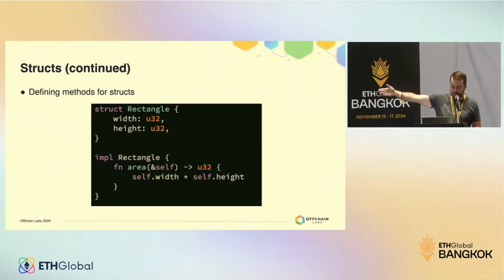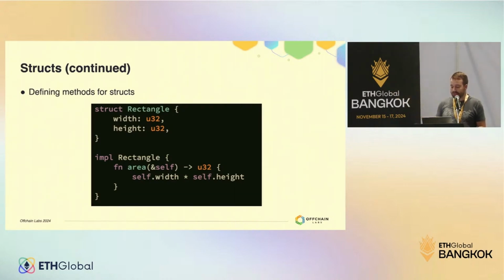What I mentioned earlier with impling. Right here, what we're doing is we're creating an area method on this rectangle. So we've got the rectangle struct that we defined above, and then the impl Rectangle. Impl, you can think maybe implement, it's just impl Rectangle. This is how you by default attach methods to a struct. So you just impl for that struct, and then you just define your functions down below.